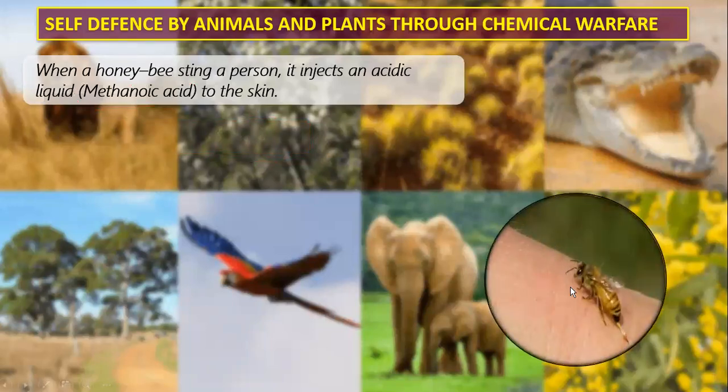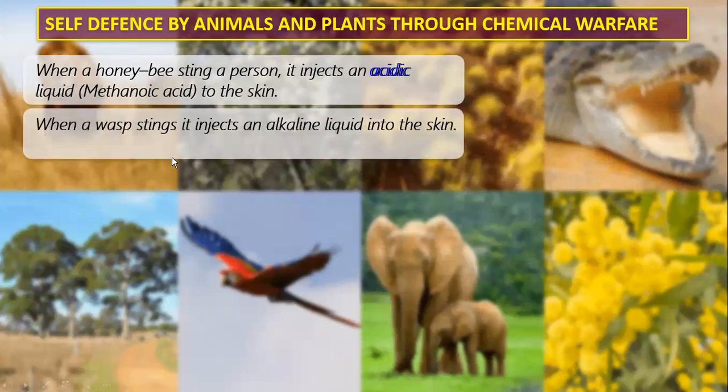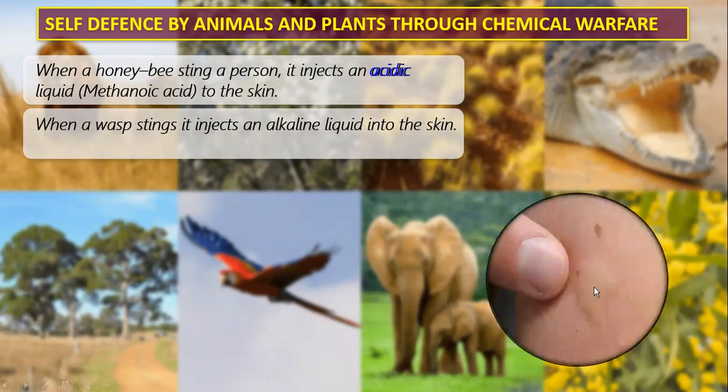You can see here, when a wasp stings, it injects a liquid into the skin, and you can see how it forms on the skin. It means it has injected formic acid, which is acidic in nature. The name of the acid is formic acid, also known as methanoic acid.